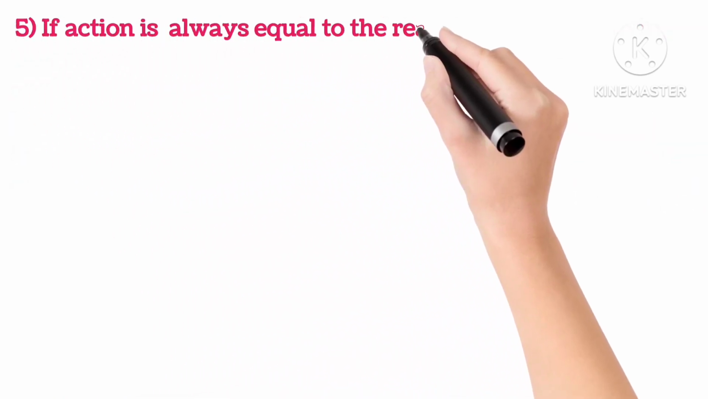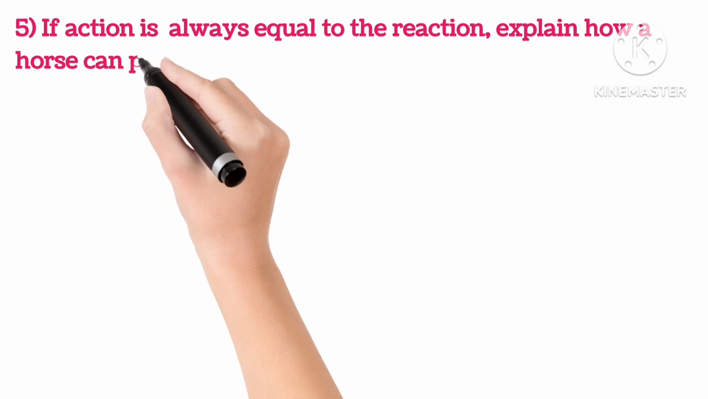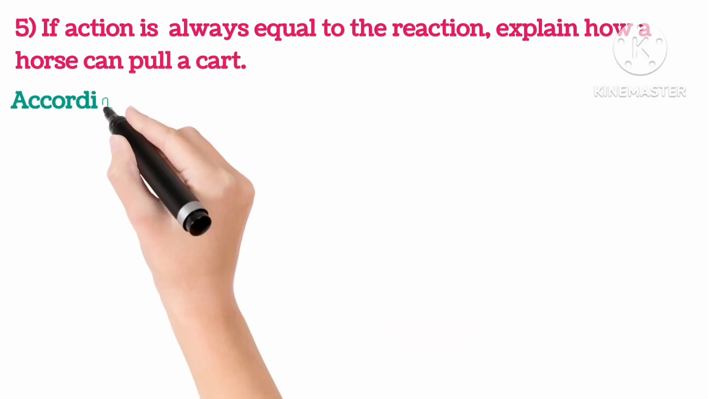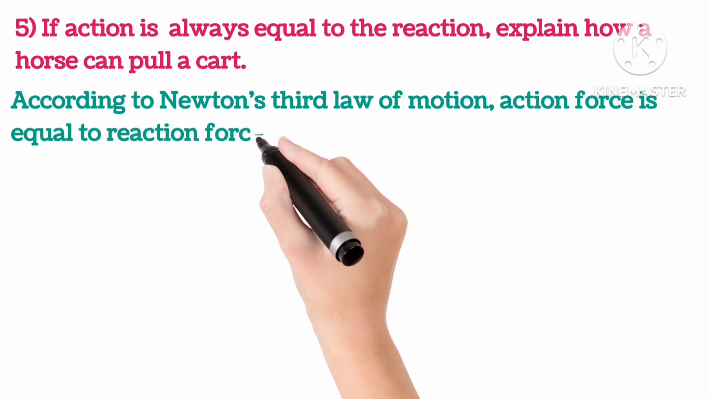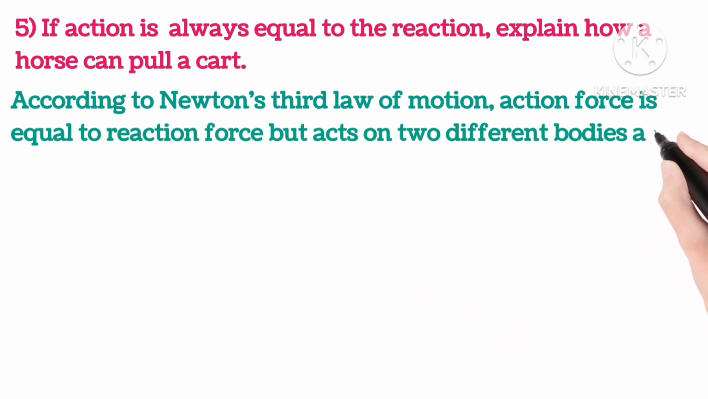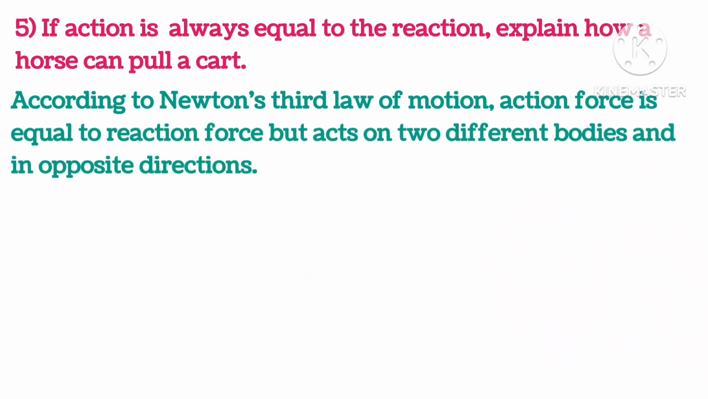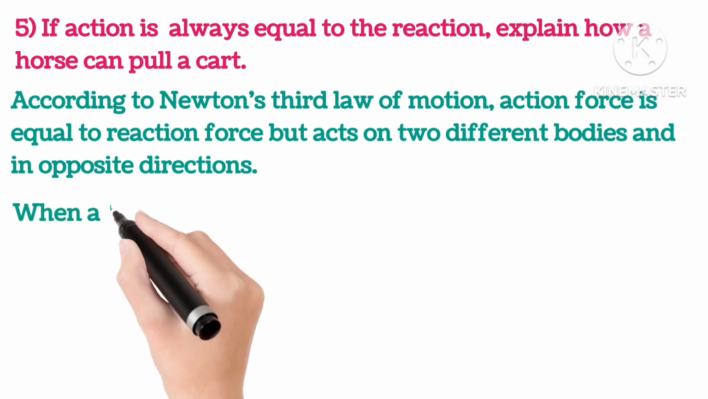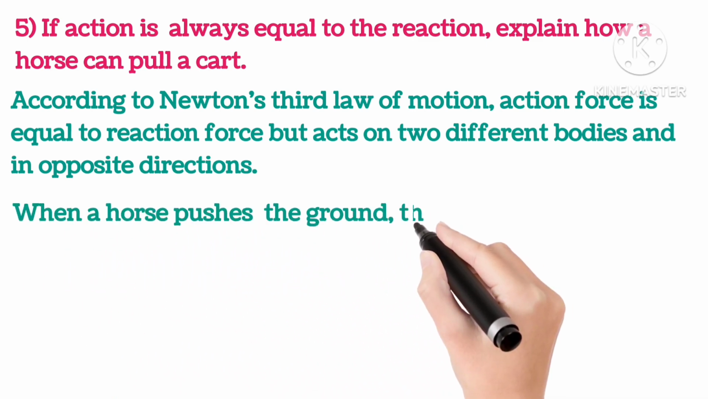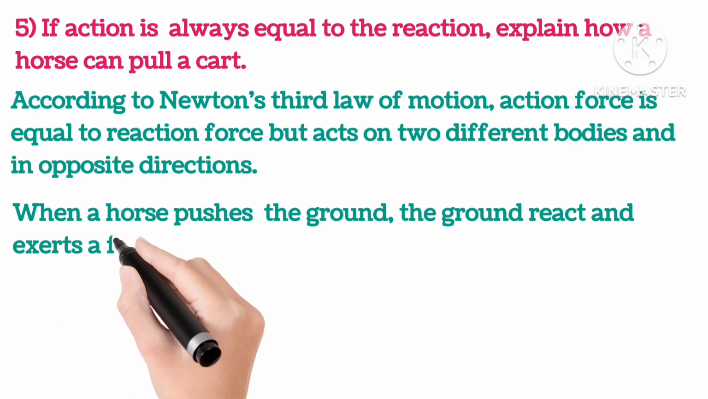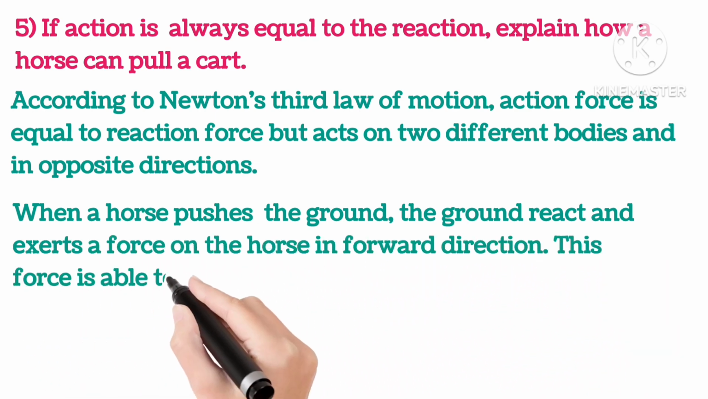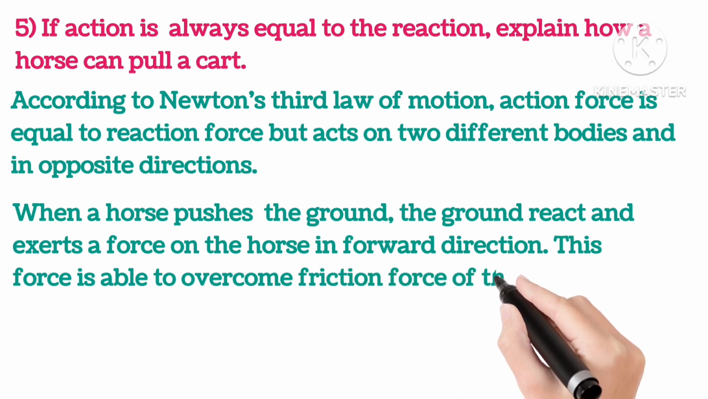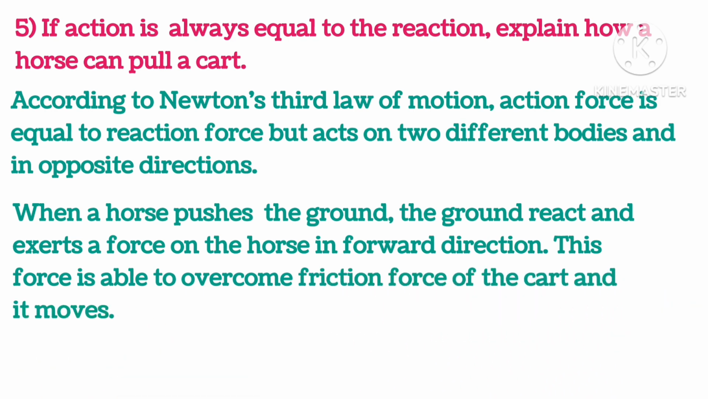If action is always equal to the reaction, explain how a horse can pull a cart. According to Newton's third law of motion, action force is equal to the reaction force but acts on two different bodies and in opposite directions. When a horse pushes the ground, the ground reacts and exerts a force on the horse in forward direction. This force is able to overcome friction force of the cart and it moves.